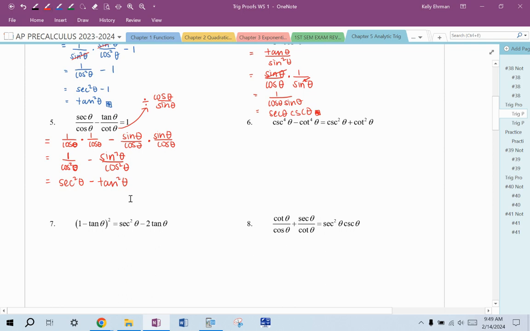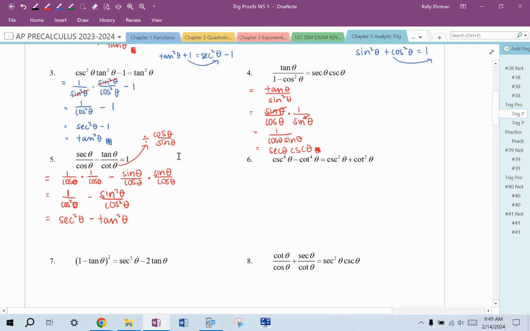And let's scroll back up here to our Pythagorean identity again. The original one we have on our sheet, in our notes, is tangent squared plus 1 equals secant squared. If you subtract tangent squared to this side, you're going to be left with 1. So secant squared minus tangent squared is equal to 1.